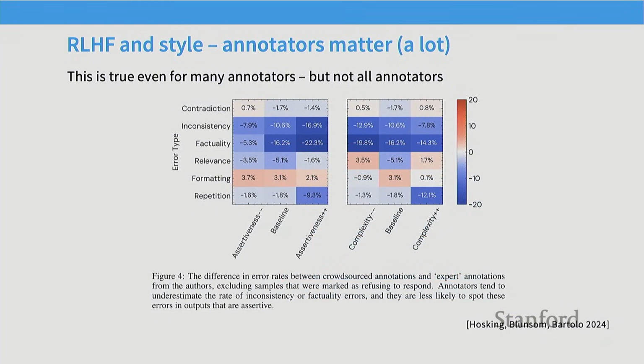Others have also noted that, depending on the annotator, what they pay attention to is very different. I really like this paper from Hosking, Blunsom, and Bartolo, where they study two different kinds of annotators. One is the authors, who are very motivated to judge things correctly, and then crowd workers. And what they find is that crowd workers don't pay much attention to factuality. That's this row here. They pay more attention to formatting, right? So depending on the annotator, you're getting different kinds of feedback, even though you're asking them the same things.